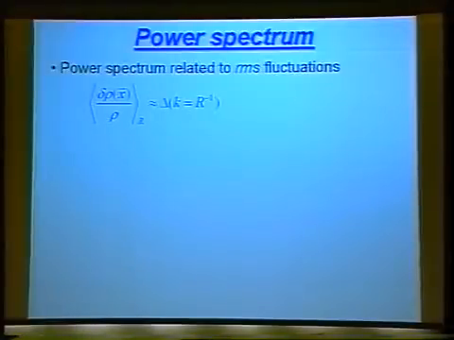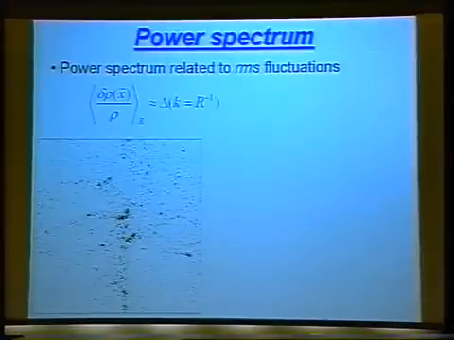So the power spectrum is related to the RMS fluctuations. The power spectrum on some scale r is approximately equal to delta at k, at a wave number of r to the minus 1. And I'll let you put in the 2 pi's wherever you want. So how would one measure the power spectrum?